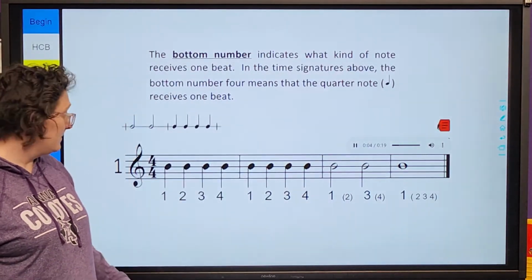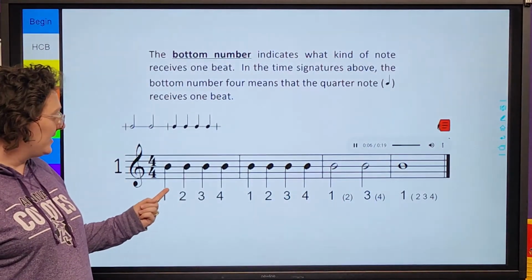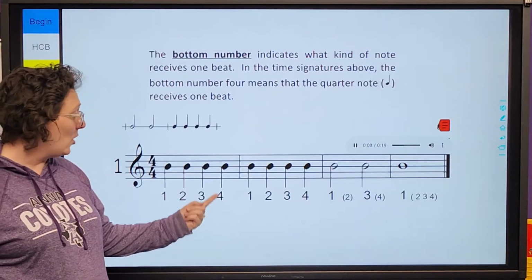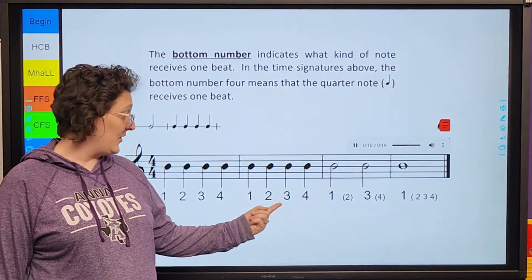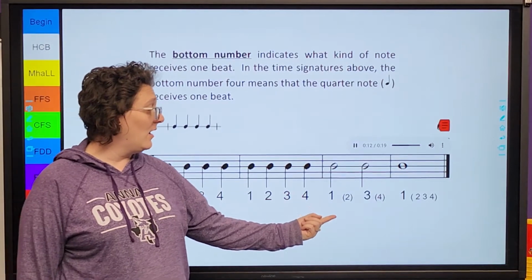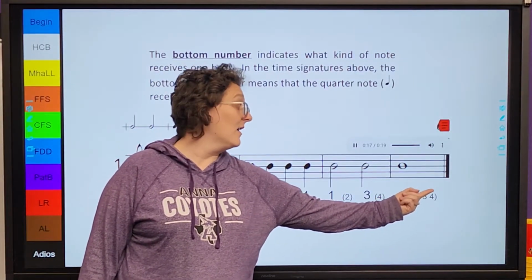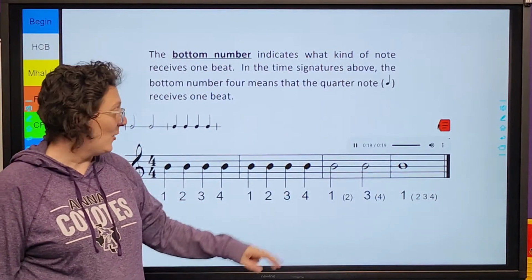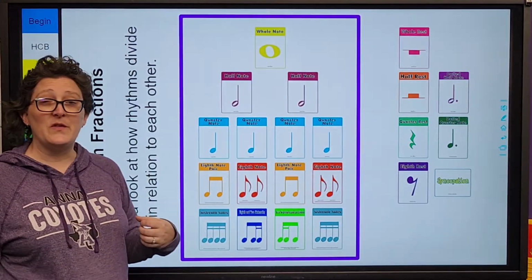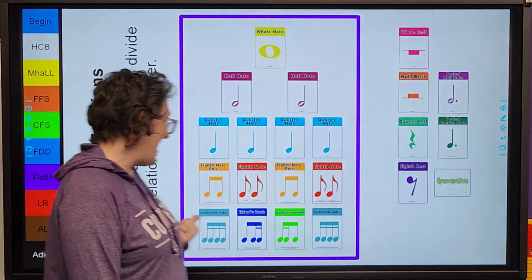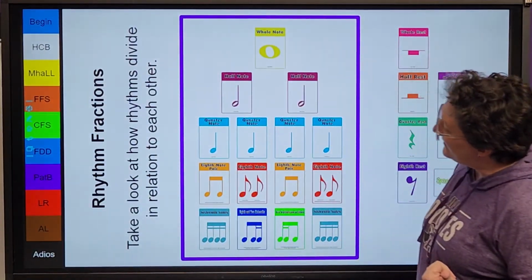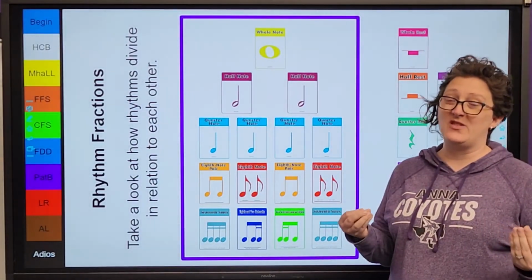Let's take a listen and a count with the music we have here. 1, 2, here we go. 1, 2, 3, 4. 1, 2, 3, 4. 1, 3, 1. There we go. Let's move on to looking at how the rhythms divide in relationship to each other.